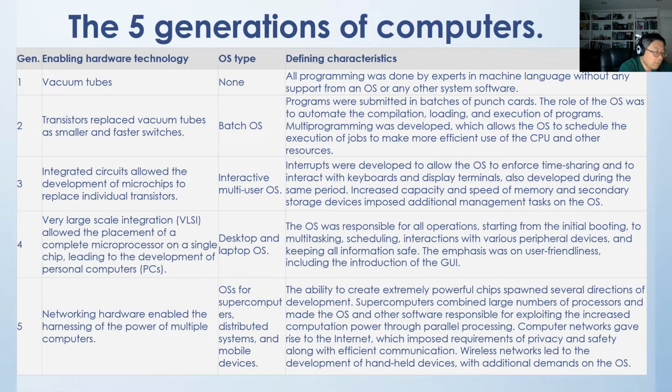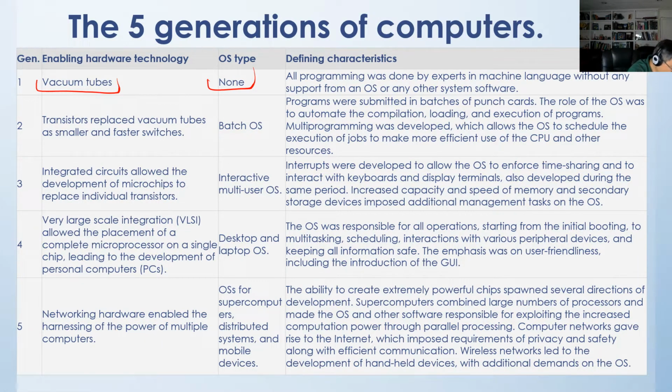Now this table summarizes the 5 generations of computer systems and also the corresponding operating system types. The first generation used the vacuum tube. Virtually there was no operating system. All the programming was done by experts in machine language. They even plugged wires into one place and other places to perform the computing. There was no operating system.